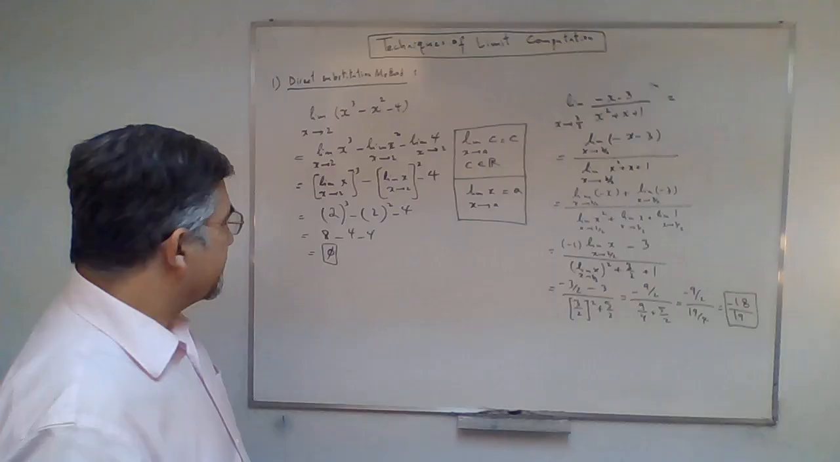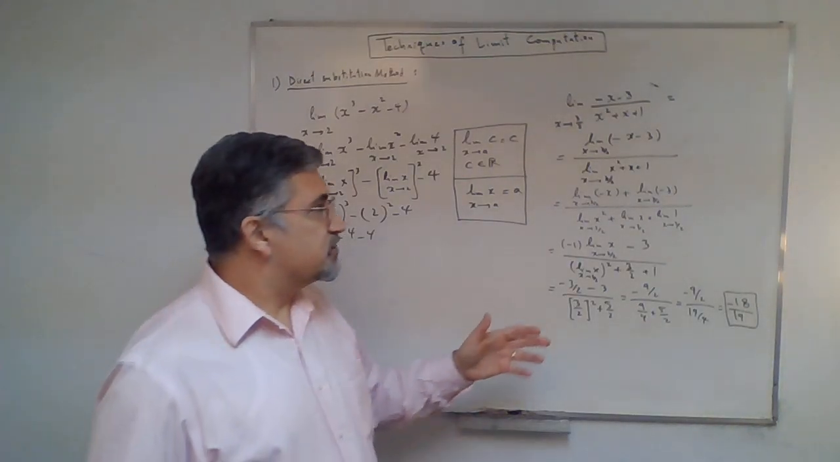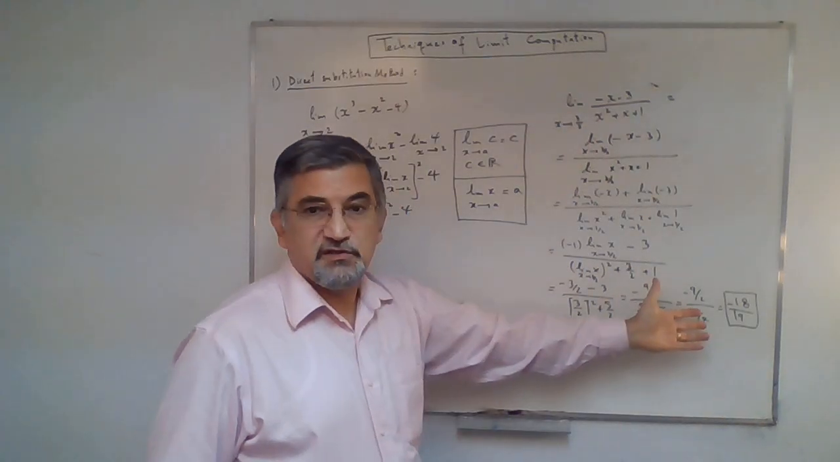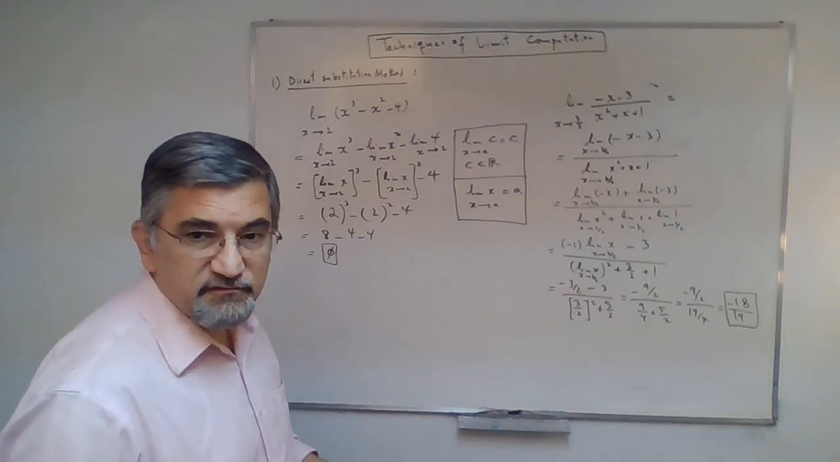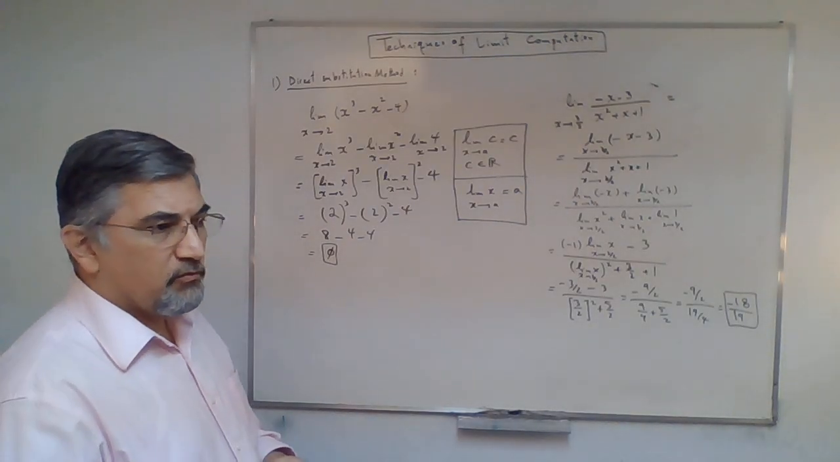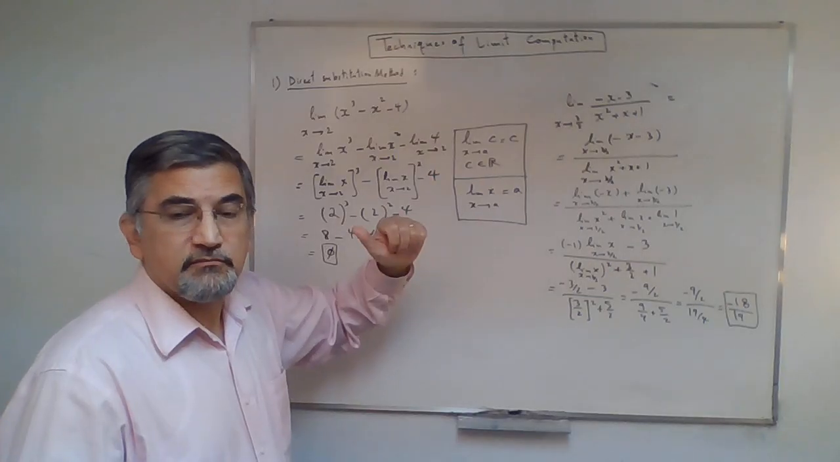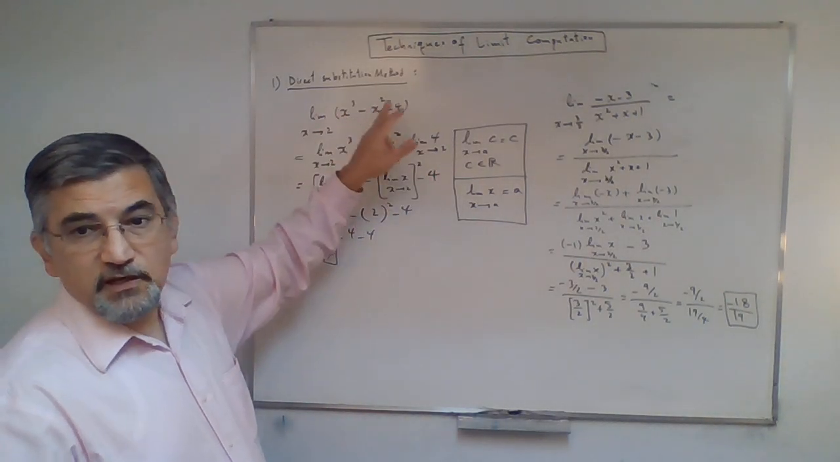Okay? Now, you may be scratching your head. You may be saying, okay, is there a fast way of finding this answer? We know why the answer is negative 18 over 19. We know why the answer is 0 here. But is there a fast way to find the answer? Well, yes, there is such a fast method. And that is the direct substitution method.